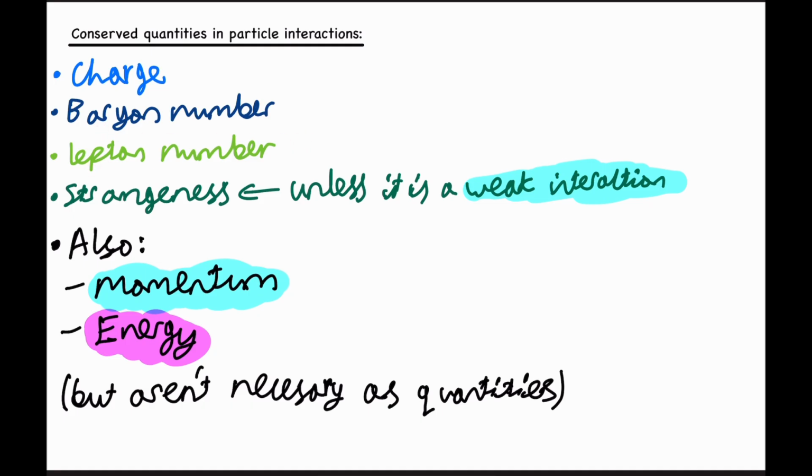Then you need to also take into consideration the strangeness, which is conserved in all interactions except the weak. The weak interaction, the strangeness decays in the weak interaction, so it is not conserved, only in the weak interaction. And also, momentum and energy are conserved quantities, as we know from mechanics and GCSE physics as well, but they're not really usually taken into account for particle interactions or particle equations or interaction equations.